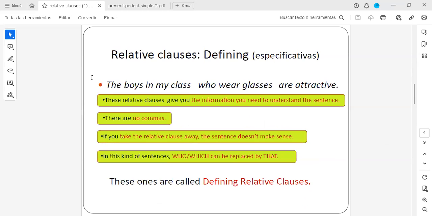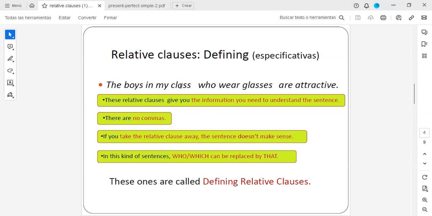Look at this. We have defining relative clauses. Why do we call them defining clauses? Because they give us information we need to understand the sentence. There are no commas in these defining relative clauses. If you take the relative clause away, the sentence doesn't make sense. In this kind of sentence, who or which can be replaced by that. Here you have all the information that we need. Remember, there are no commas, and that can replace who or which.